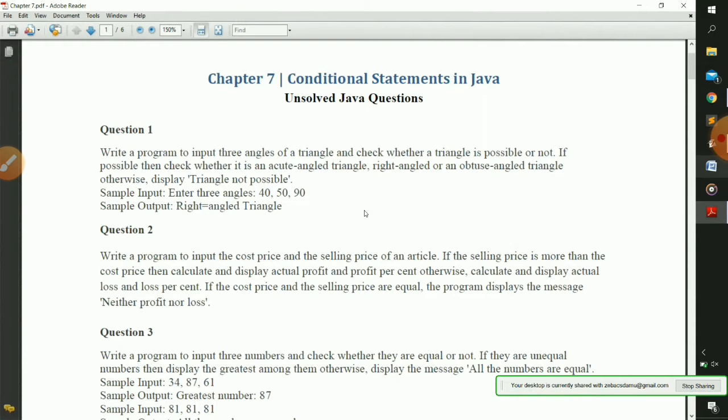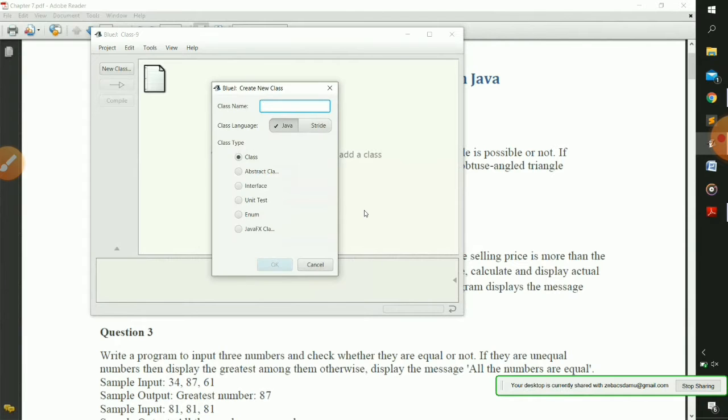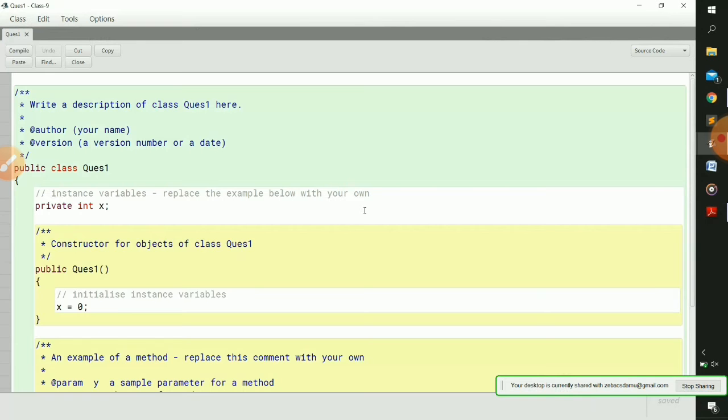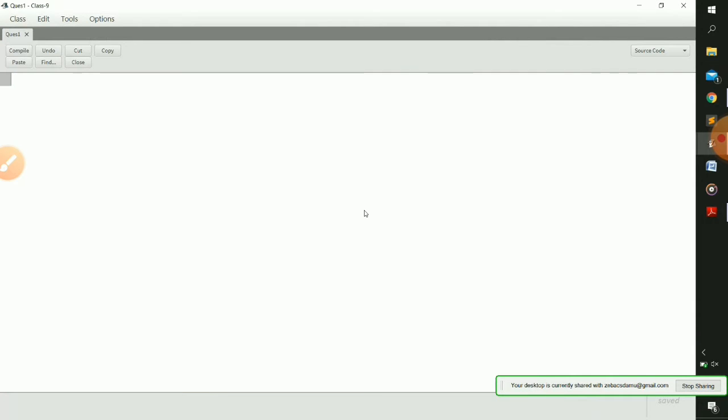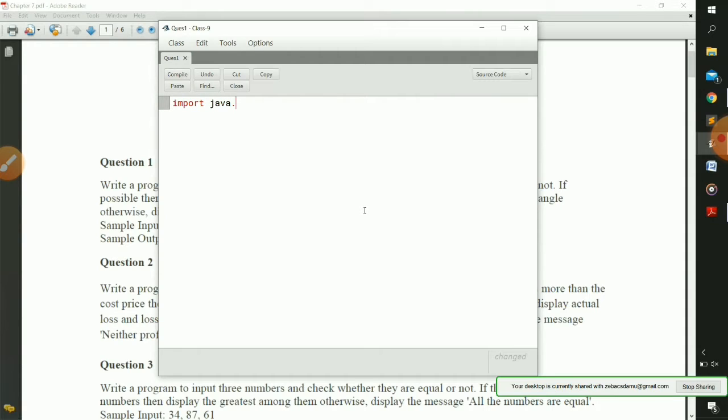Right now let us make a new class for this question number 1, and then we'll see question number 1. Now this is our code. We're going to remove all this code and write our own. Firstly, we are going to import our package, that is import java.util. Let us go for our Scanner class, that is why we are taking util.